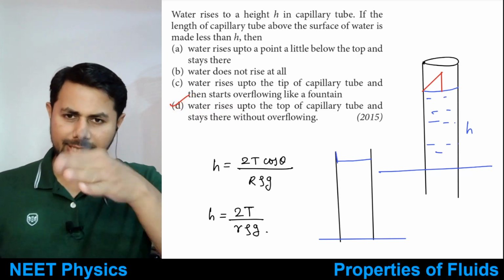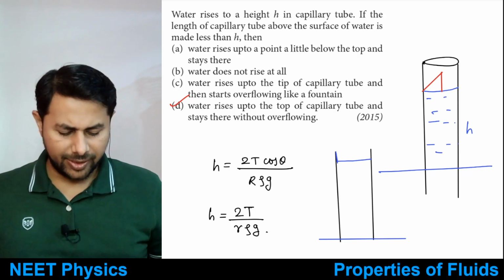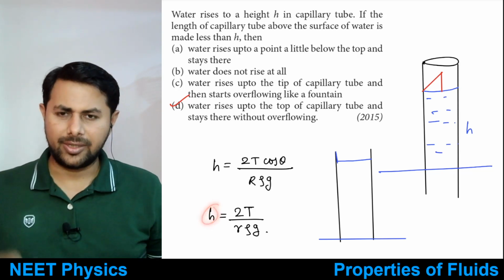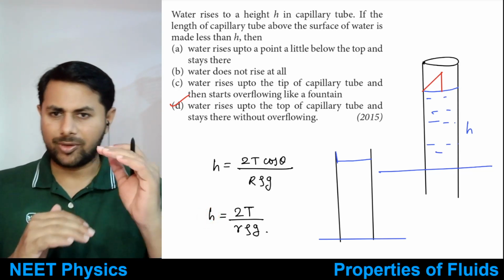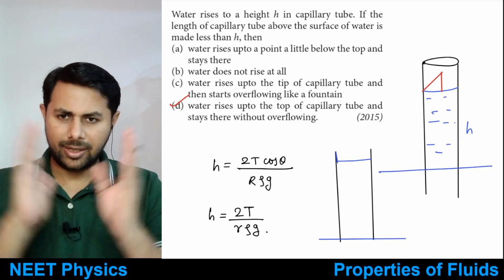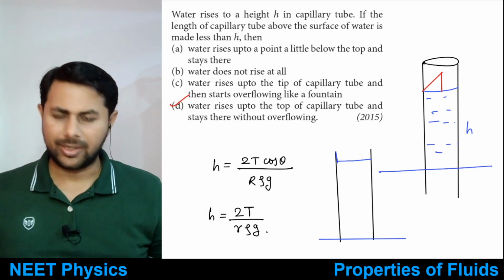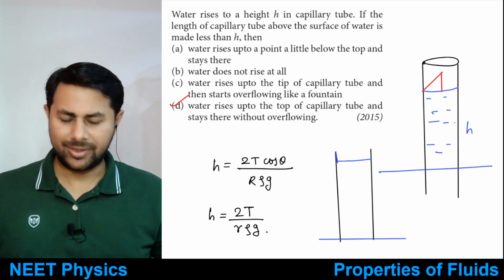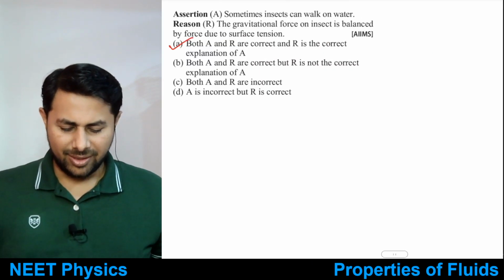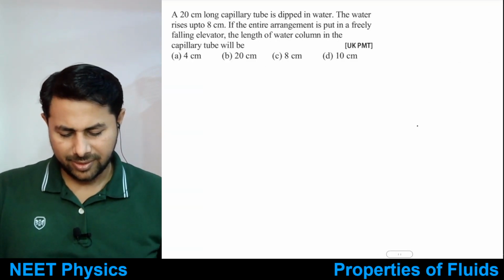Why is it so? The shape of the meniscus will change in such a way that it adjusts the rise of the column to only the available height. So that is the answer, right? So please remember this. Then let's see the next one.